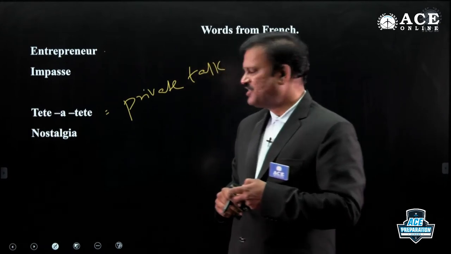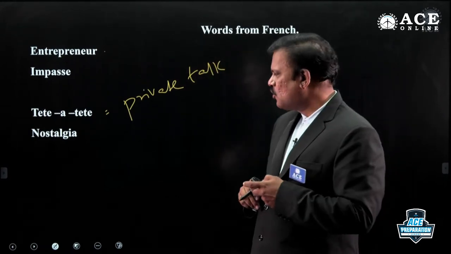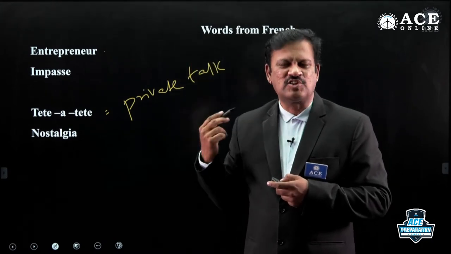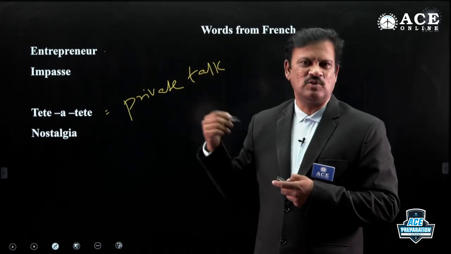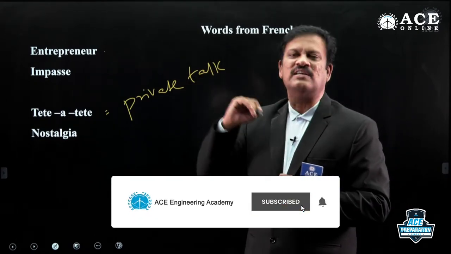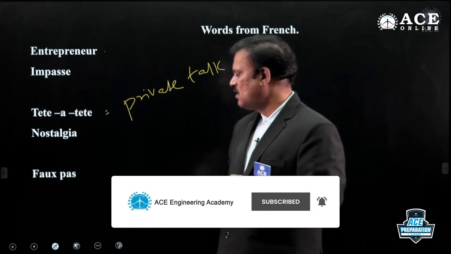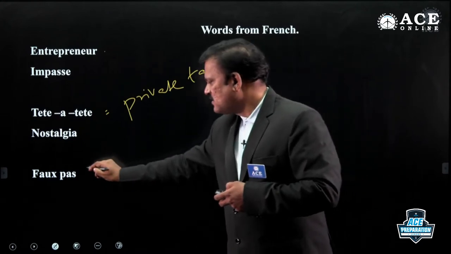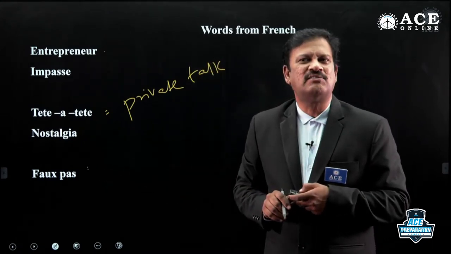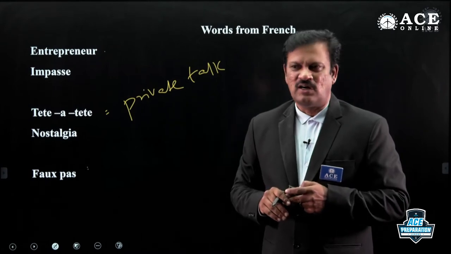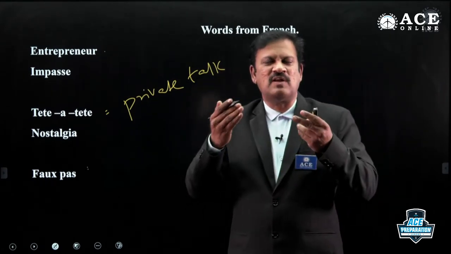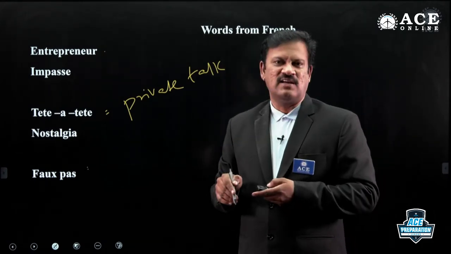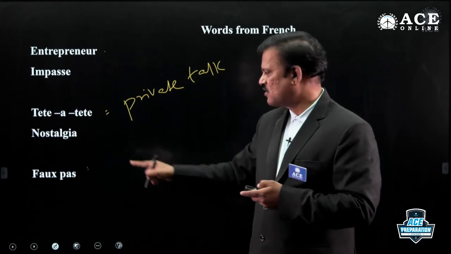Nostalgia. I'm sure you might have heard this one. Nostalgia means some kind of longing for our past. A nostalgic old man thinks about his past, the good old days. That mood is called nostalgia. Look at the pronunciation, faux pas. It means some kind of social blunder. Socially, people are expected to behave in a certain way. So if somebody commits this kind of social embarrassment, that's called a faux pas.